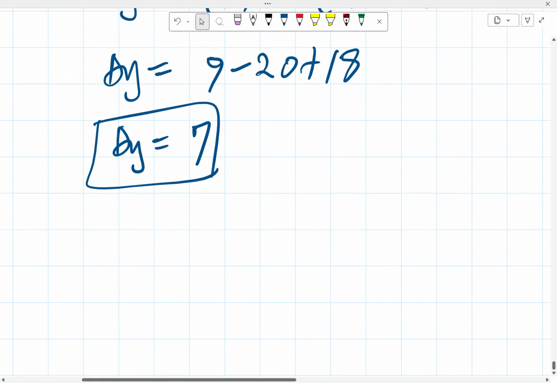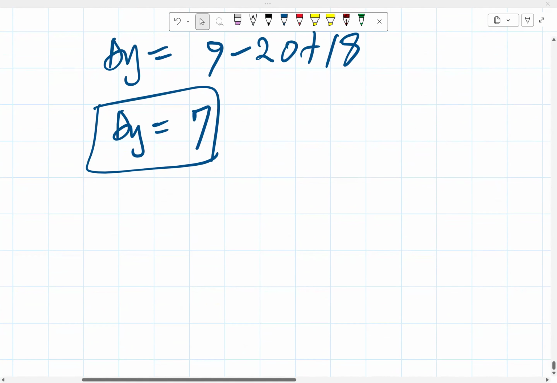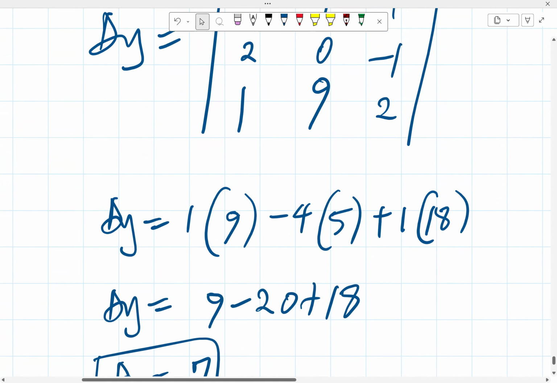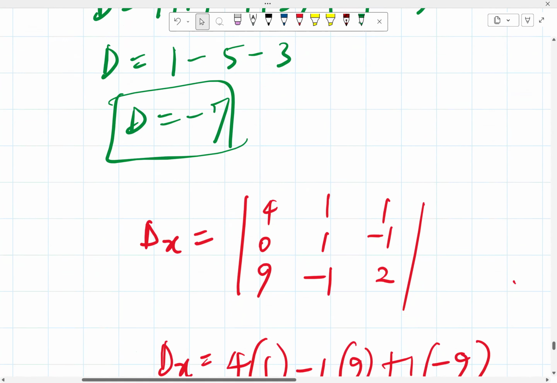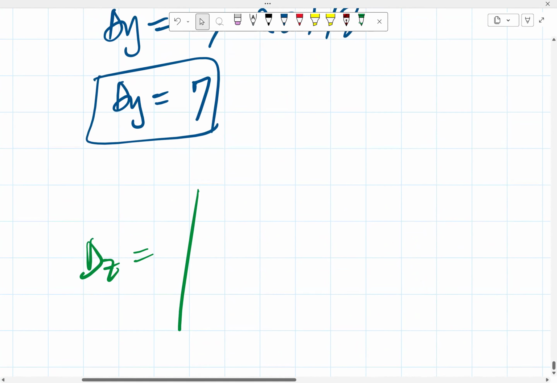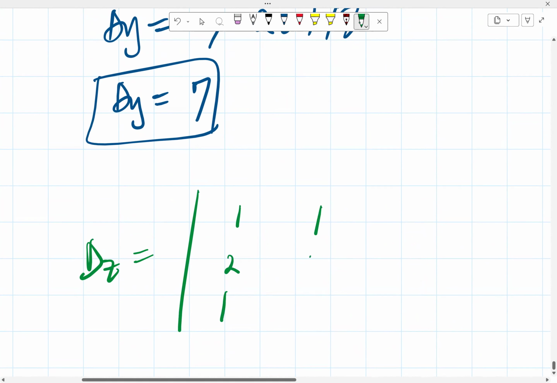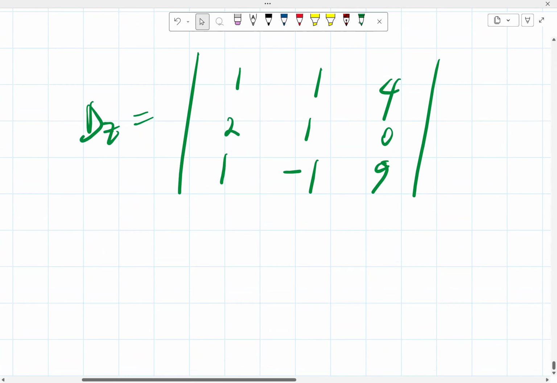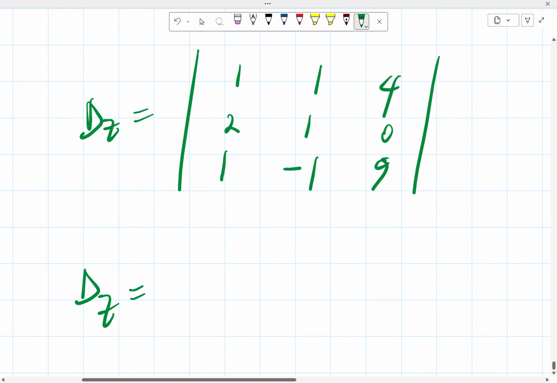Okay. Then lastly, we have dz. So dz is the determinant. We have the original thing again. 1, 2, 1, 1, 1 minus 1, then 4, 0, 9. Okay. So dz is equal to 1 into cover this and this. That's 9 minus 0, 9. Then minus 1 into cover this and that. That's 18 minus 0.